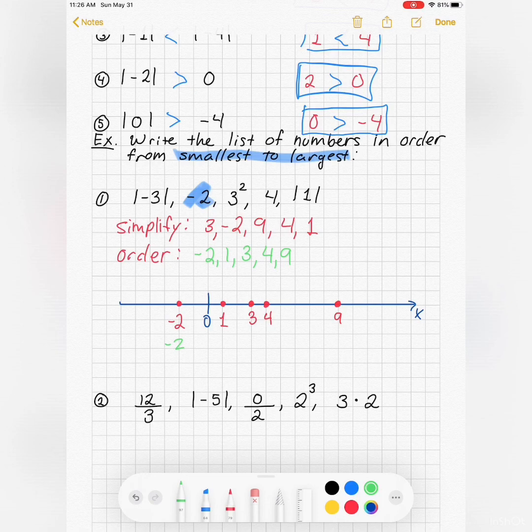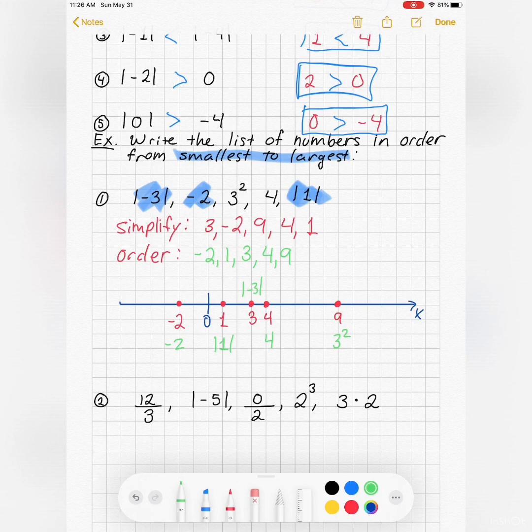Where did I get 1 from? That was the absolute value of 1, as it was presented. Where did I get 3 from? From here. This guy was the absolute value of negative 3. And then 4 was just plain old 4. Where did I get 9 from? 9 was 3 squared.